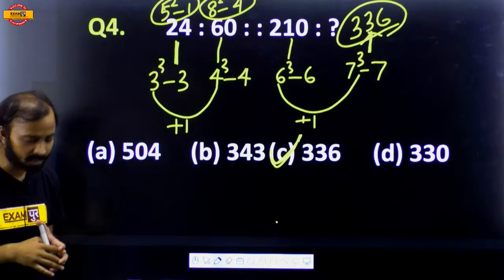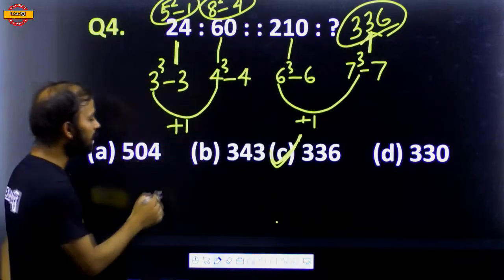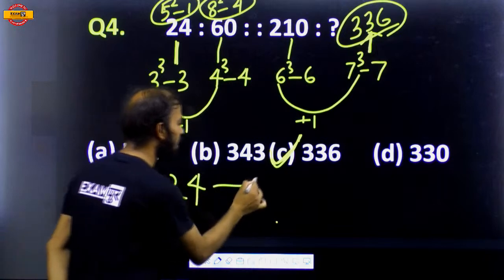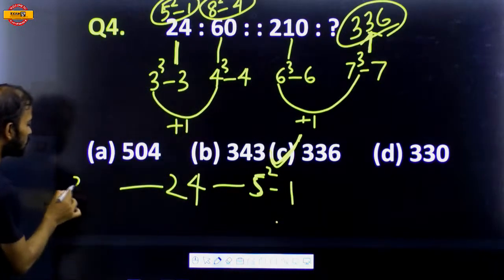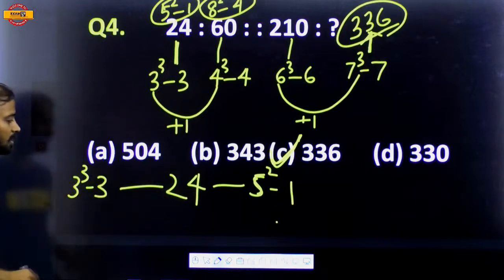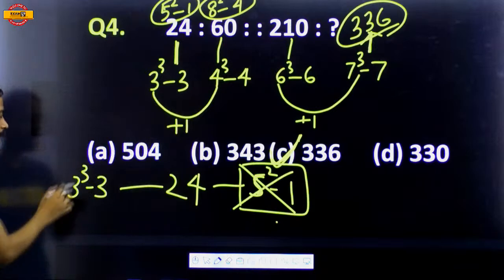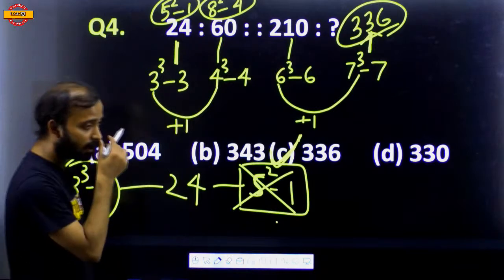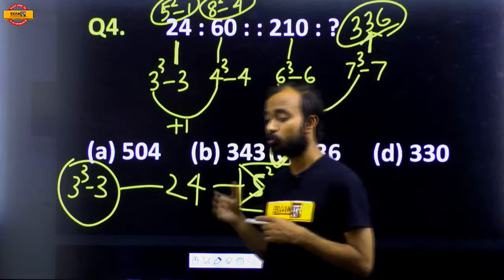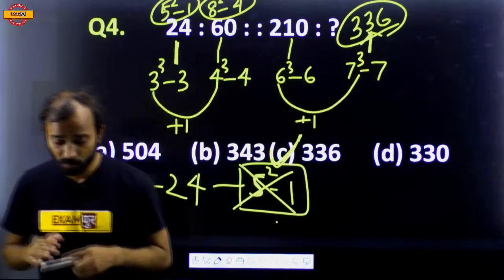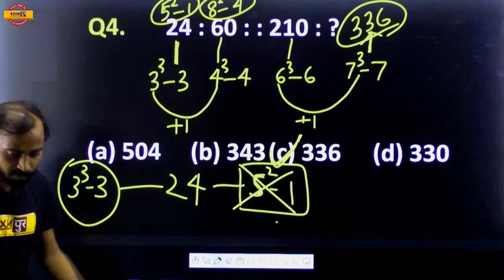Okay, 336. Now the basic question is what? 24 can be represented as 5 square minus 1 also. And 24 is also known as 3 cube minus 3. But 5 square minus 1 is not working here, and 3 cube minus 3 is working here. So you can find out the answer this way. You can easily find out the answer with the help of squares and cubes.